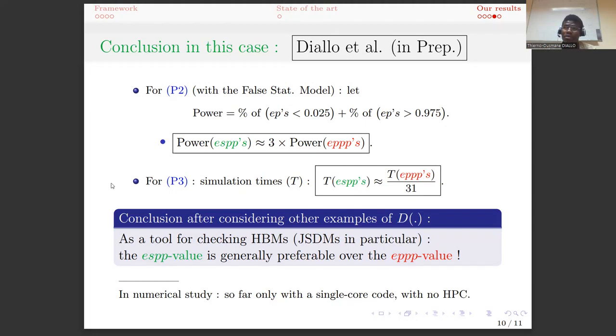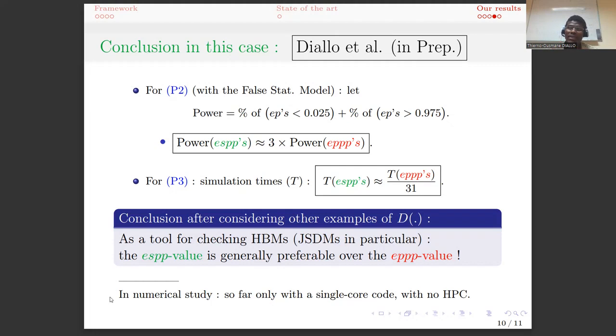For P3, the ESPP-values were numerically less expensive than the EPPP-values. This is also in agreement with our general computational cost calculated for ESPP and EPPP-values. In this numerical study, we have so far written only a single-core code with no high performance computing.